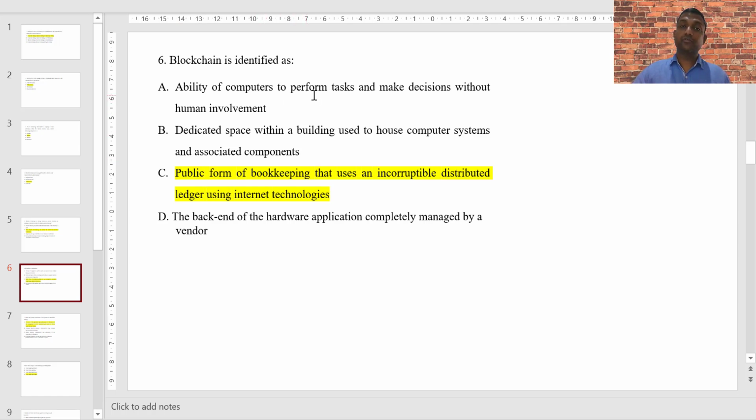Ability of computers to perform tasks and make decisions without human involvement. That is not an explanation of blockchain. This is using automation and artificial intelligence. B. Dedicated space within a building used to house computer systems and associated components. Right, so this is again a physical requirement of computer systems.